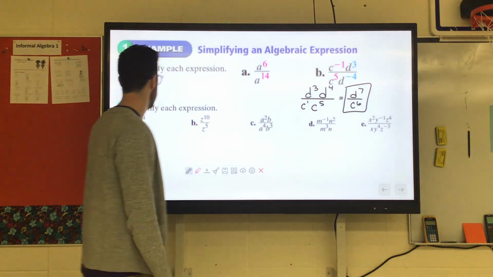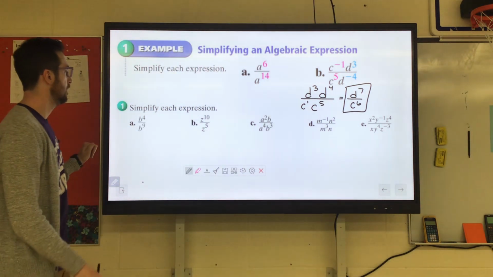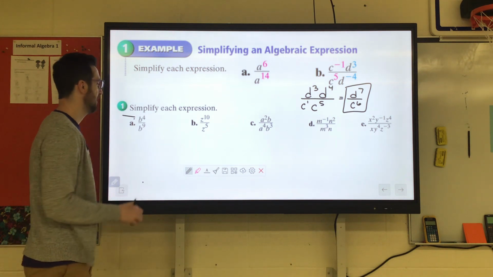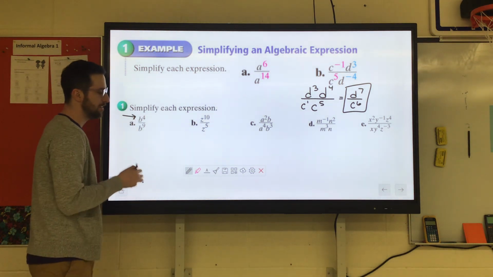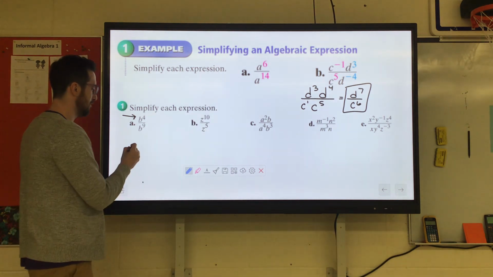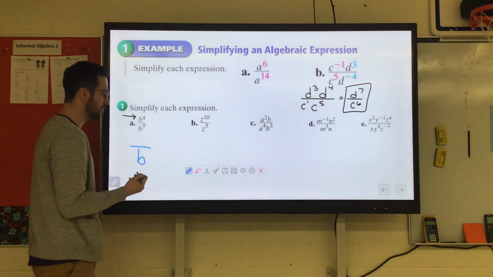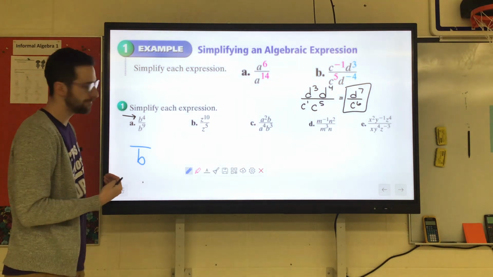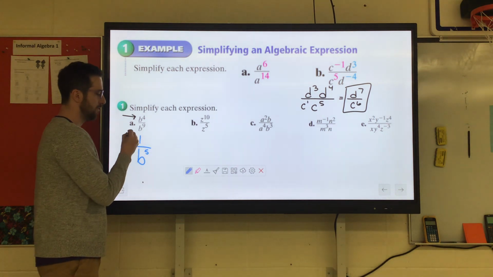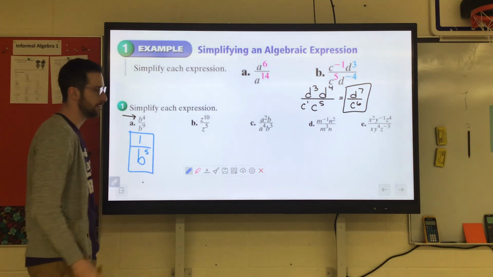All right, let's try some of these out. Now look at a. We have b to the 4th over b to the 9th. Which one's larger? Obviously b to the 9th is larger. So they're going to end up where there were more. There's more in the denominator. We just subtract: 9 minus 4 is 5. So we have 1 over b to the 5th.